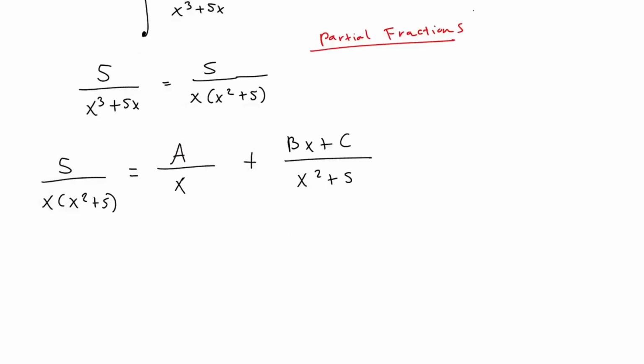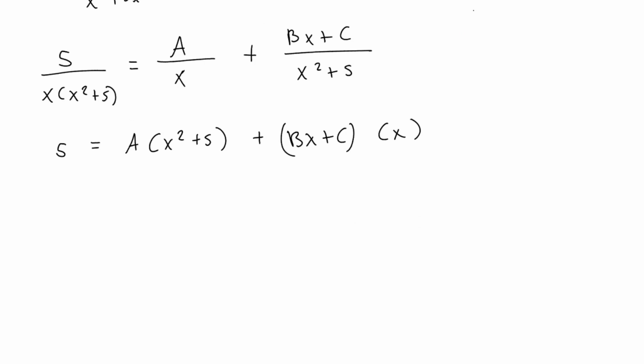Alright, so now our next step is to actually simplify this. So we're going to be multiplying this x squared plus 5 with A and this x with Bx plus C. So it's going to become 5 is going to be equal, because this is going to get cancelled out. So 5 is going to be equal to A times x squared plus 5 plus Bx plus C times the value of x. I put both in brackets because I like it like that.